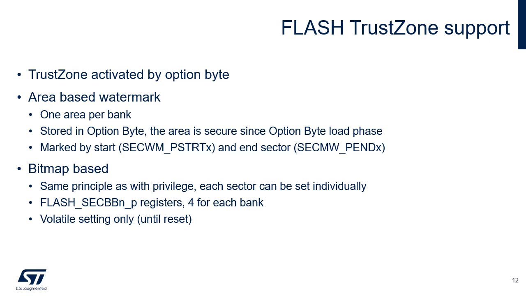When TrustZone security is active, a part of the flash memory can be protected against non-secure read and write accesses. Deactivation of TrustZone is only possible in the open product state or by orderly regression. Up to 2 different non-volatile secure areas can be defined by option bytes and can be read or written only by a secure access, 1 area per bank with a sector granularity. Watermark secure areas are complemented by a bitmap-based definition, allowing for non-contiguous secure areas.